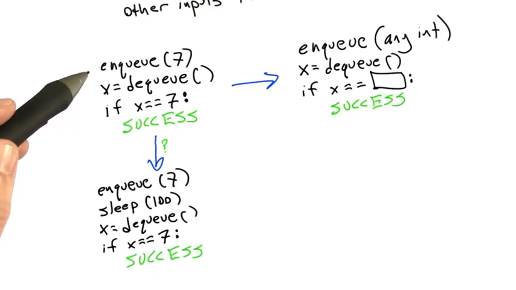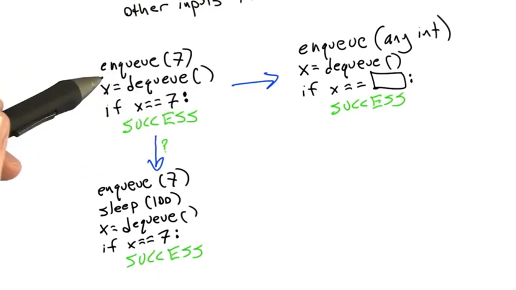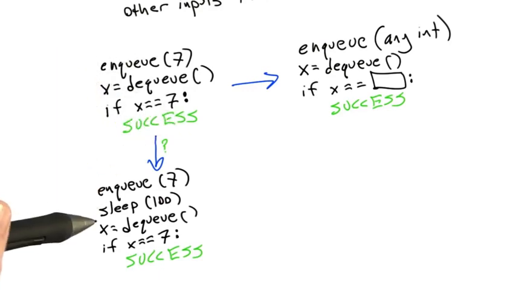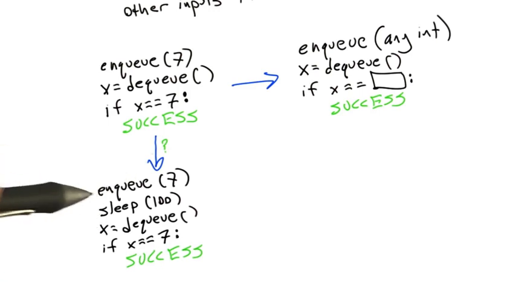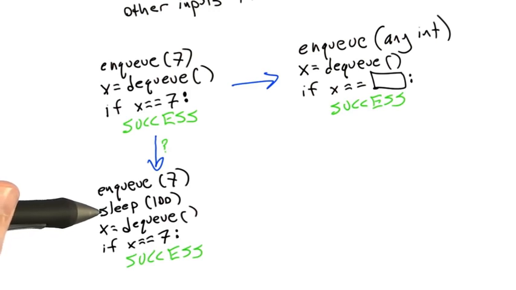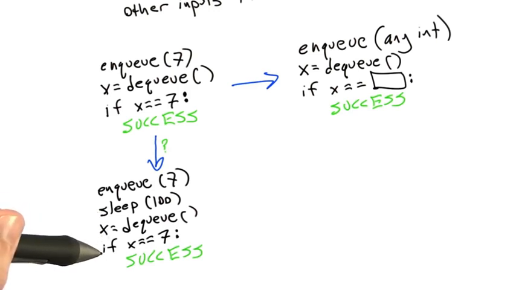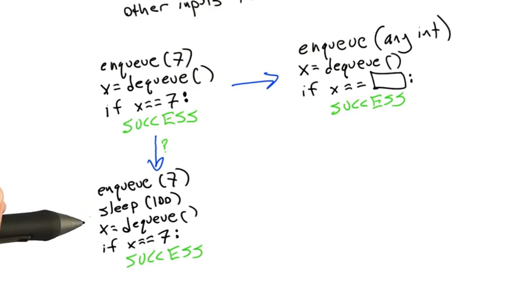So the question I'm asking here is, given this test case that we've already talked about, is it possible that I can conclude without trying it that this test case will succeed? What this test case does is enqueue 7, sleep for a while, dequeue an element, and then check if it was 7. And the answer again is yes.